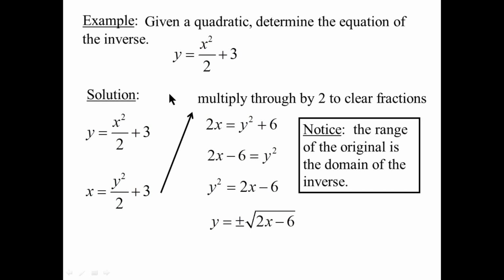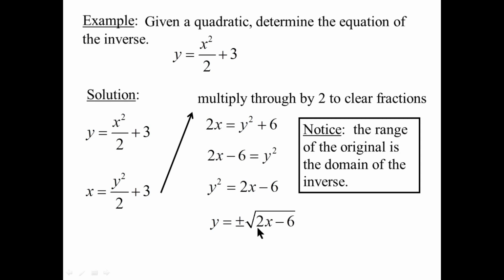Notice the range of the original is the domain of the inverse. Well, here's the original, and it's a parabola that opens up, that's been shifted up 3. So the range of the original is y is greater than or equal to 3. But if we look at the domain of the inverse, we can see here that 2x minus 6 must be greater than 0, which translates into x must be greater than or equal to 3. Because the radicand must be positive.